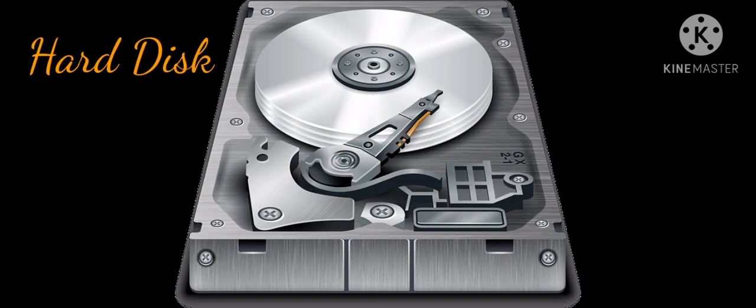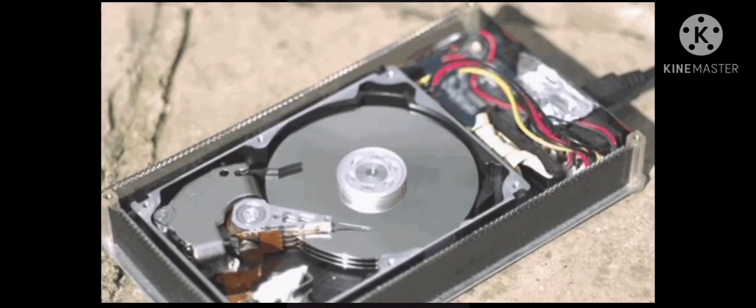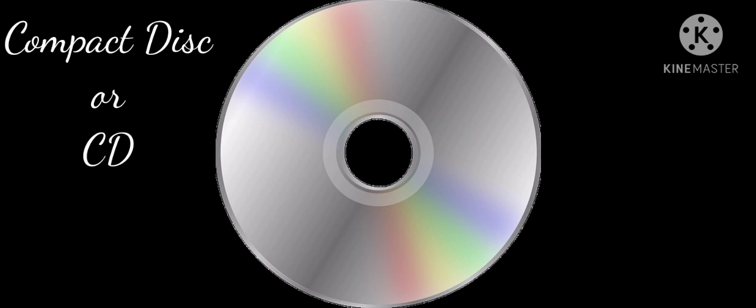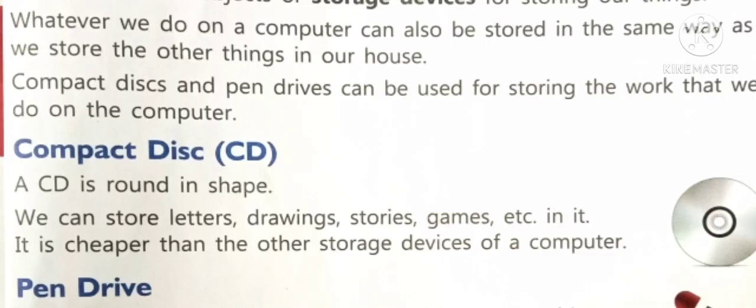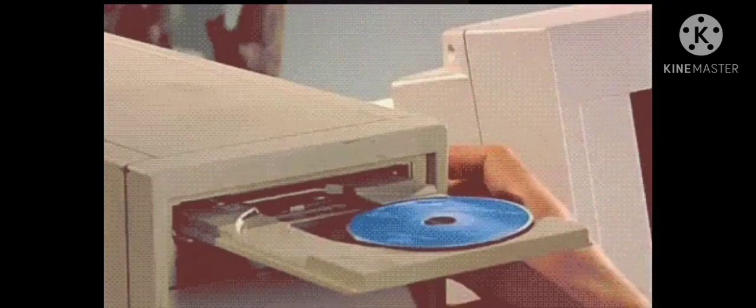Hard disk. Hard disk is the main and largest storage device in a computer. It is fixed inside the computer. The other storage device is the compact disk or CD. It is a round disk. It is used for storing letters, drawings, stories, games, videos, songs, etc. in it. It is cheaper than the other storage devices of a computer, and we have to insert a CD inside the computer for storing our work.